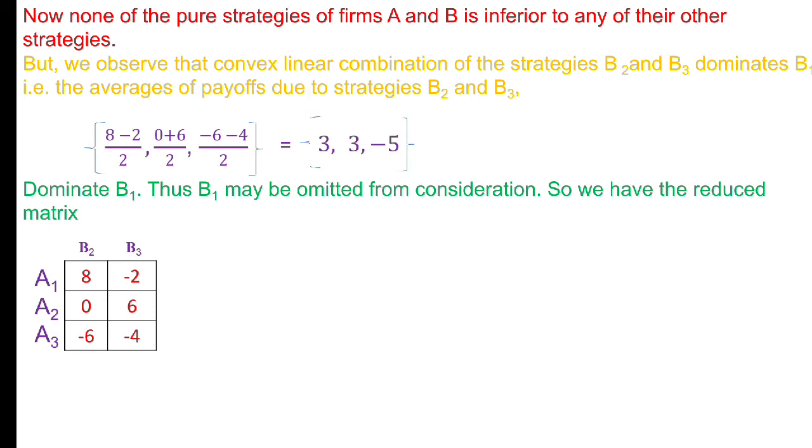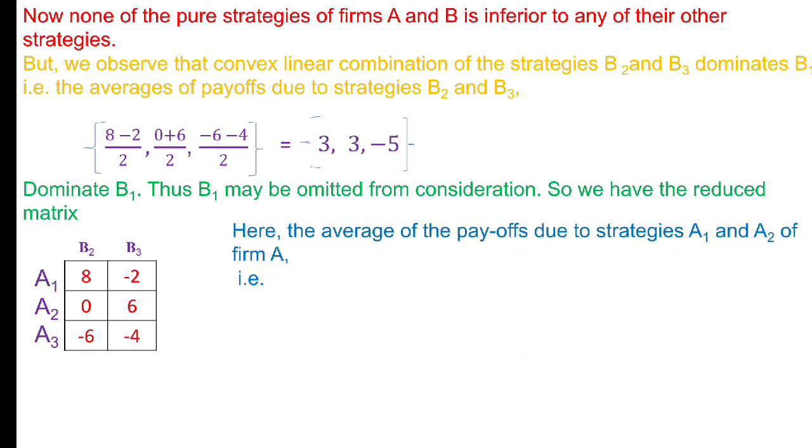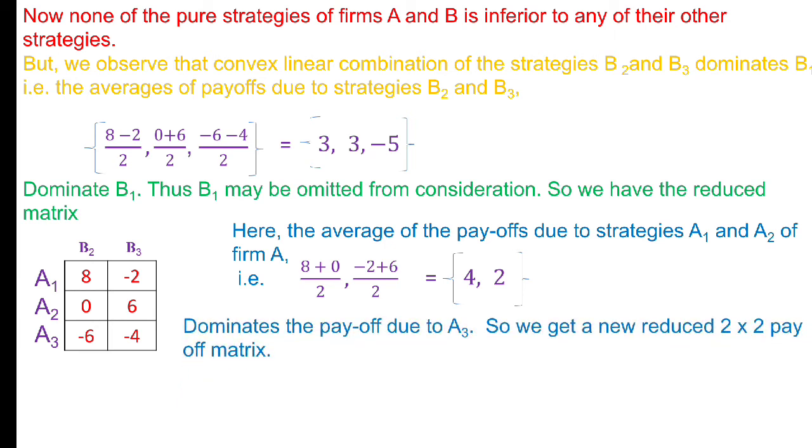Now we need to reduce to 2 rows, so again we need to apply dominance. We have strategies A1 and A2, and again this is not possible, so we will take an average row-wise. 8 plus 0 minus 2 plus 6 divided by 2 will give 2, 4, comma 2. So dominates the row minimum of A3. So the third row will be deleted.